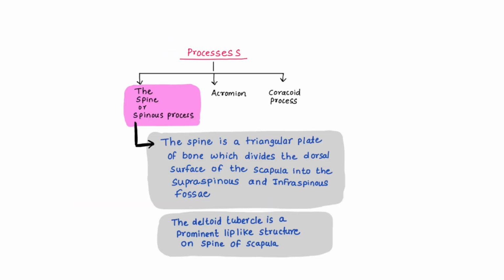The scapula has three processes: the spine or spinous process, the acromion process, and the coracoid process. The spine or spinous process is present on the dorsal surface of the scapula. The spine is a triangular plate of bone which divides the dorsal surface of the scapula into the supraspinous and infraspinous fossa. And the deltoid tubercle is a prominent lip-like structure which is present on the spine of the scapula.